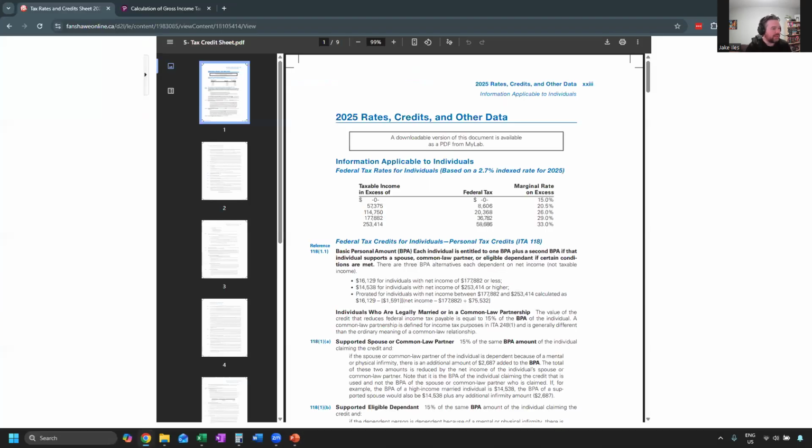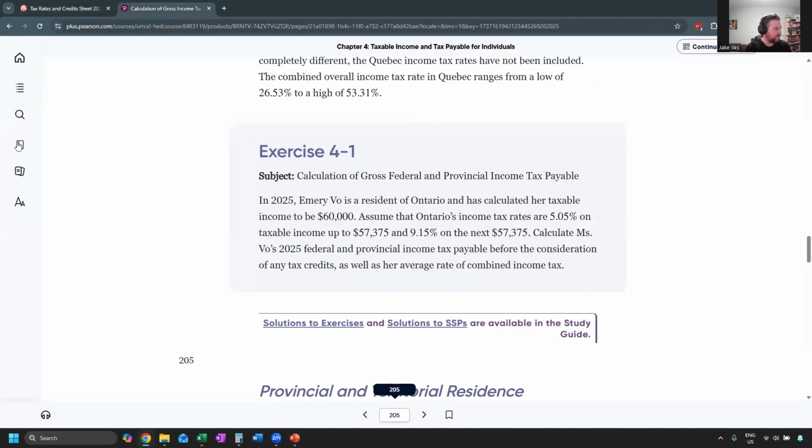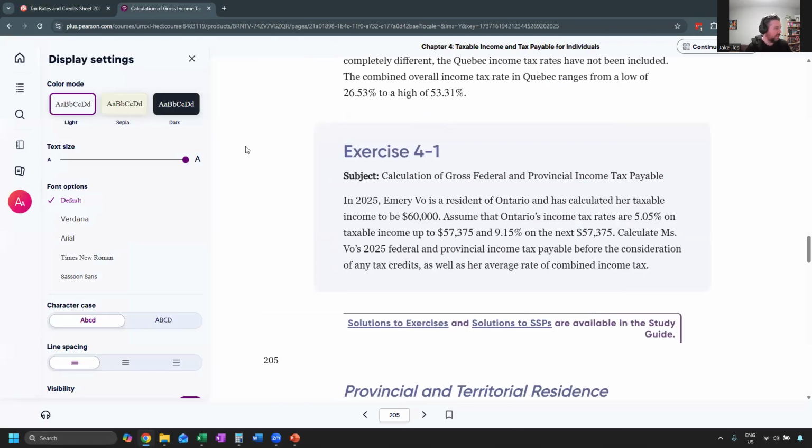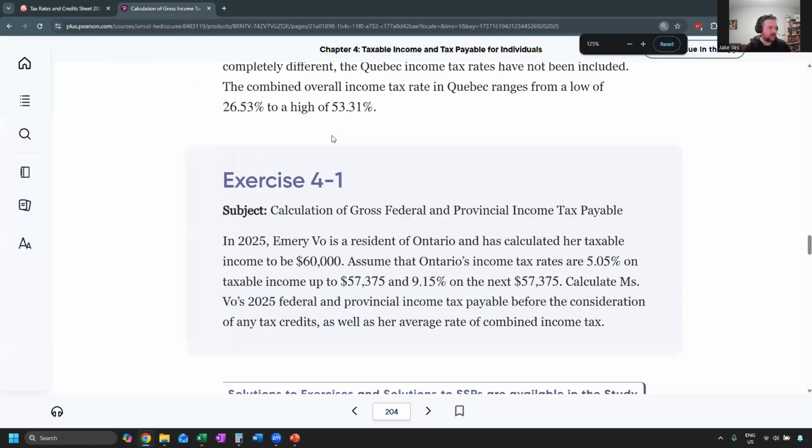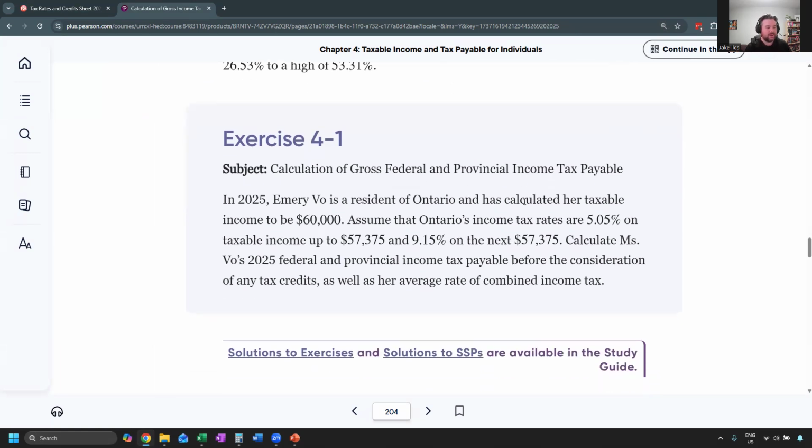So just to do a little calculation to help drive this point home, because I love my math. Calculation of gross federal and provincial income tax. In 2025, Emery Vo is a resident of Ontario and has calculated her taxable income to be $60,000. Assume Ontario's income tax rates are 5.05% on the first bracket, 9.15% on the next 57,000. What is the total federal and provincial income tax payable before consideration of tax credits? And we'll also be interested in what's the average rate.